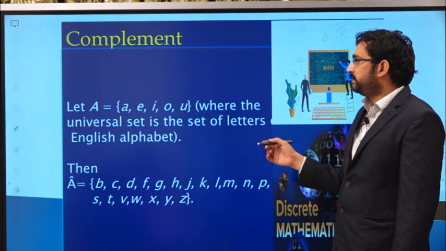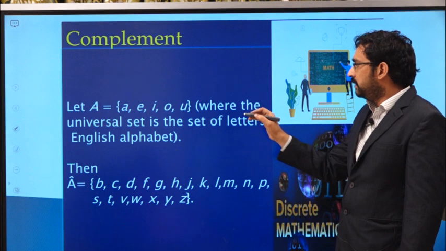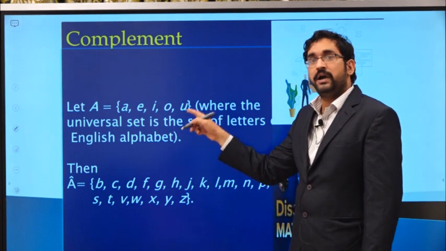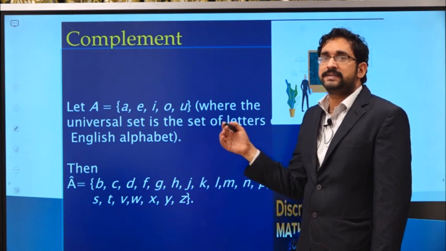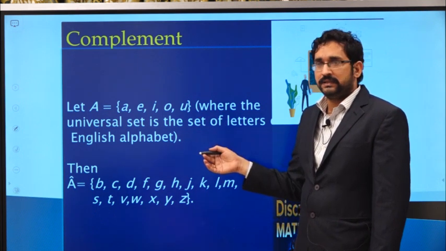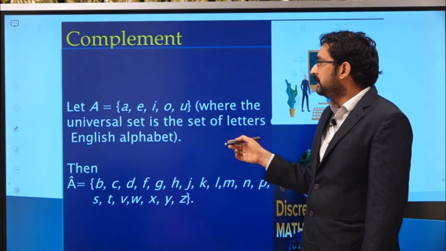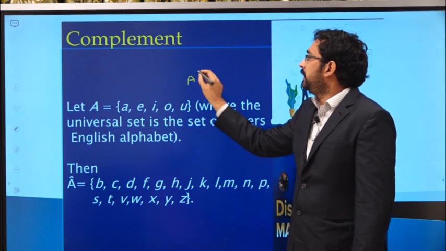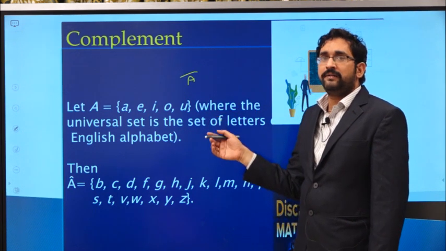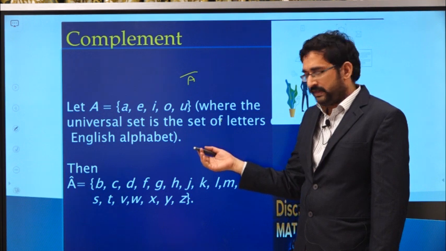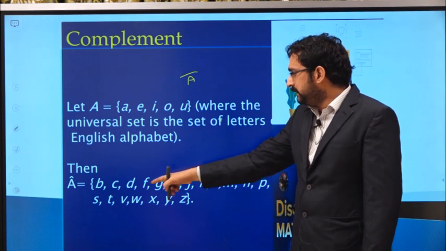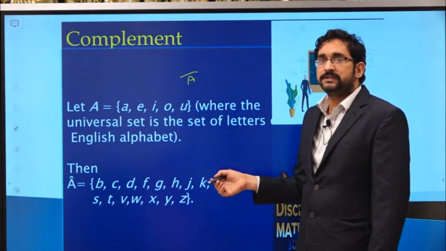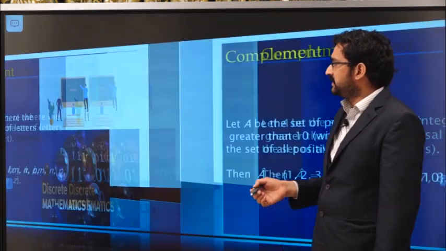Here see one more example. A contains all vowels in the English alphabet, that is A, E, I, O and U. And here we are taking the universal set as all the alphabets in English. Then its complement is denoted by A bar. So A bar contains the set of all alphabets other than vowels. Hence A bar contains B, C, all the elements other than these vowels. So this is one of the examples for the complement of a given set.